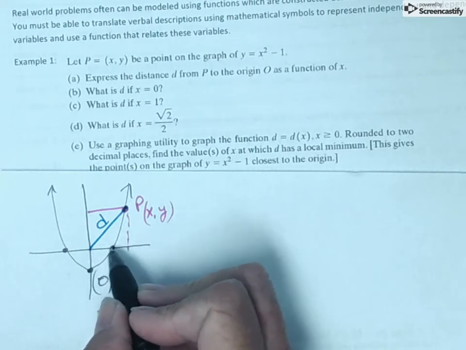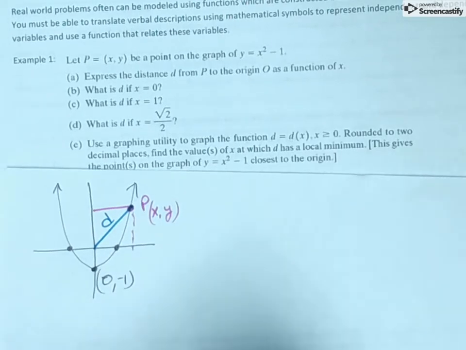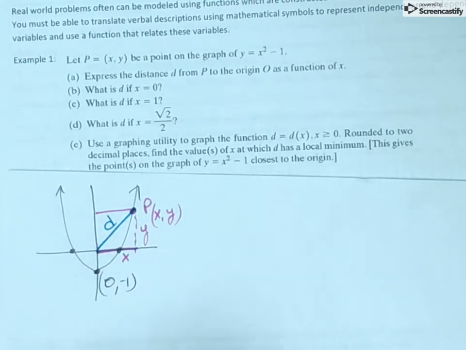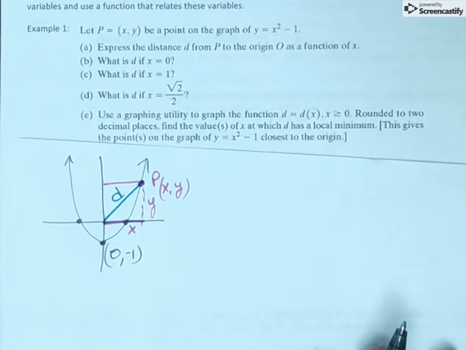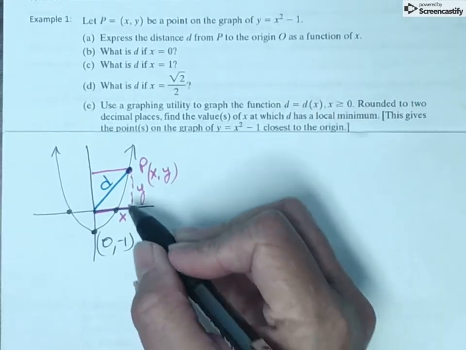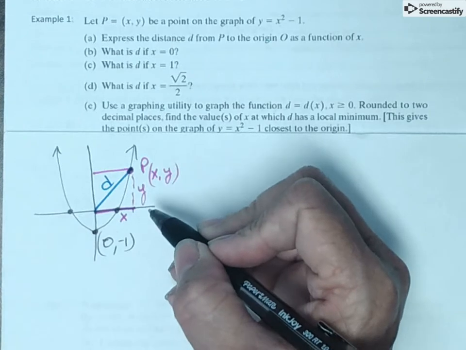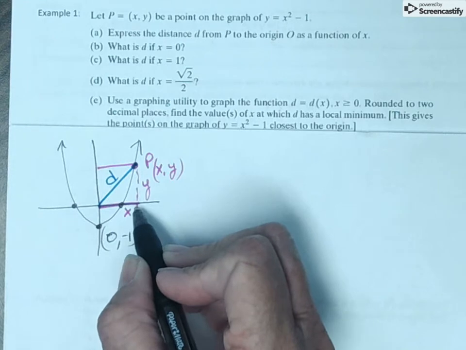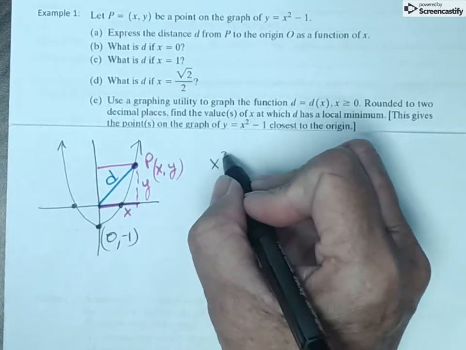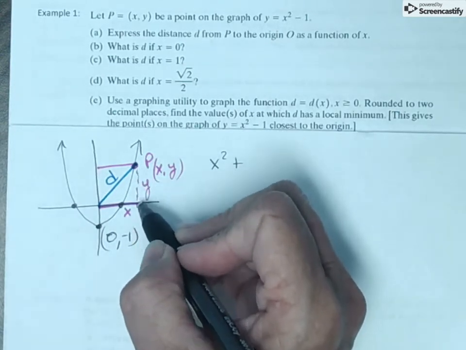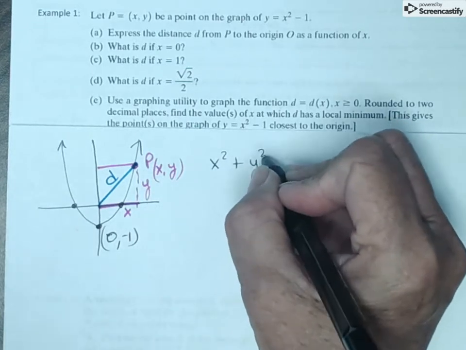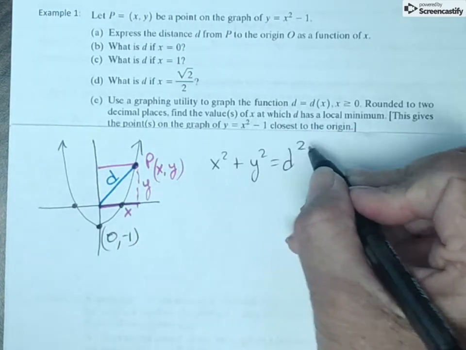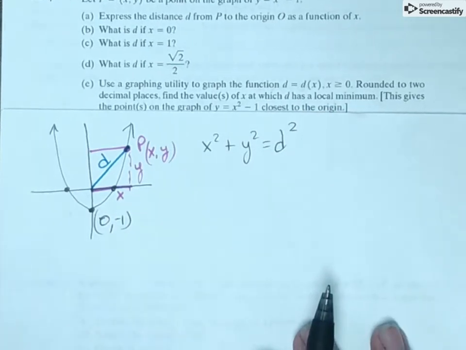Well, I've got this triangle here. This leg is x, this leg is y, and we know from the Pythagorean theorem we can build a right triangle. We can find the hypotenuse as a squared plus b squared equals c squared. In this case, one of my legs of the triangle is length x, so x squared plus the second leg of the right triangle, y squared, equals the hypotenuse squared. And I'm going to call this one d. d squared.